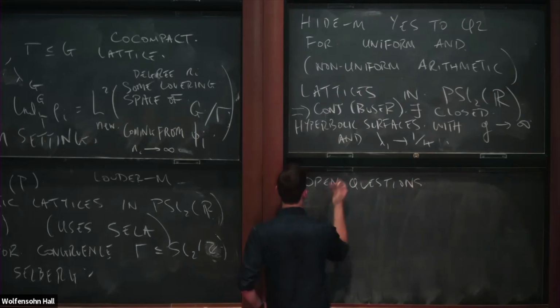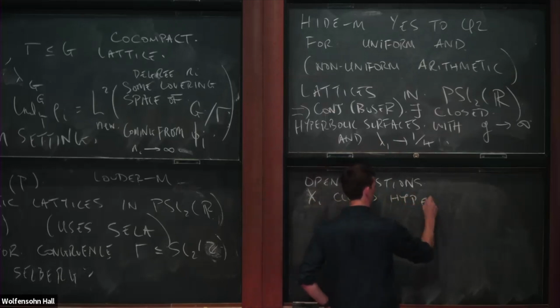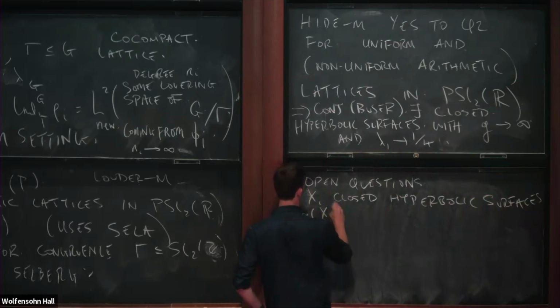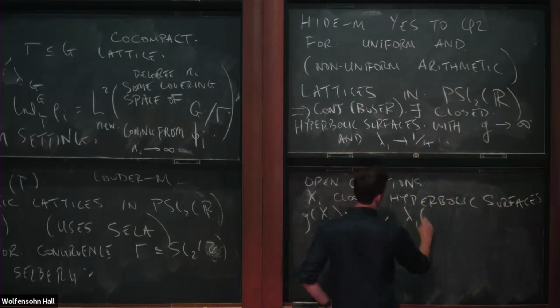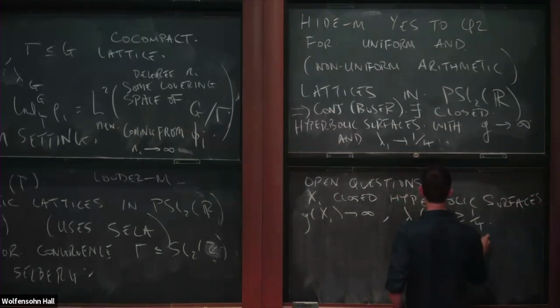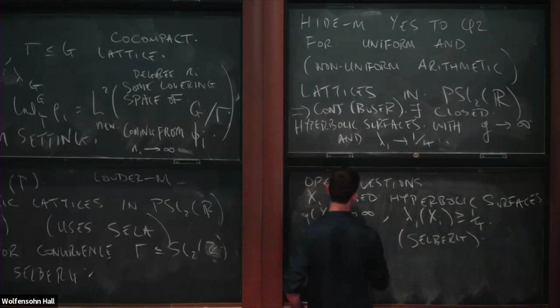So let's ask for Buser's conjecture. Do there exist closed hyperbolic surfaces xi with genus tending to infinity and lambda 1 of xi at least 1/4? So these are Selberg surfaces. Or lambda 1 greater than 1/4, which are super Selberg.